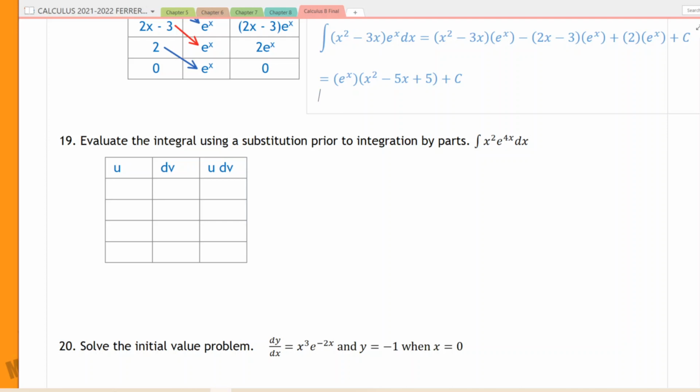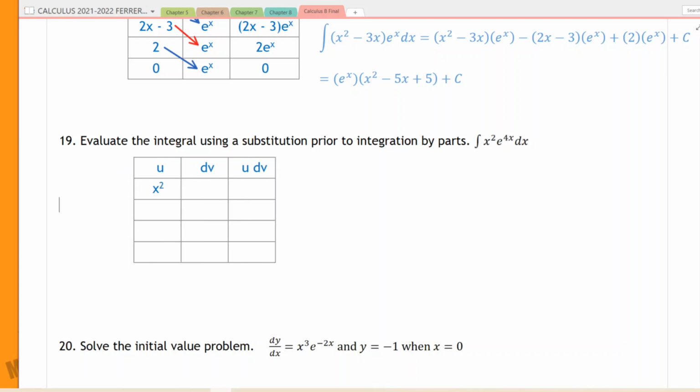Evaluate the integral using a substitution prior to integral by parts. Now this whole business about using a substitution before integral by parts, I don't think we're going to do that. We're just going to use integral by parts because there's really nothing unusual about this integrand. So looking at this, just like before, we have an algebraic x squared and an exponential e to the 4x. So our algebraic will be our u function, and our exponential will be the dv function.